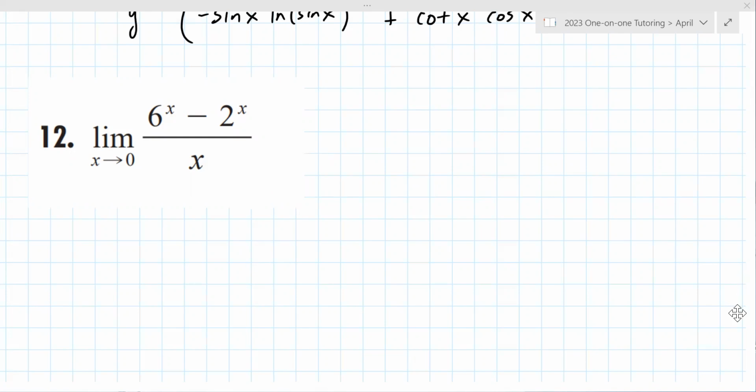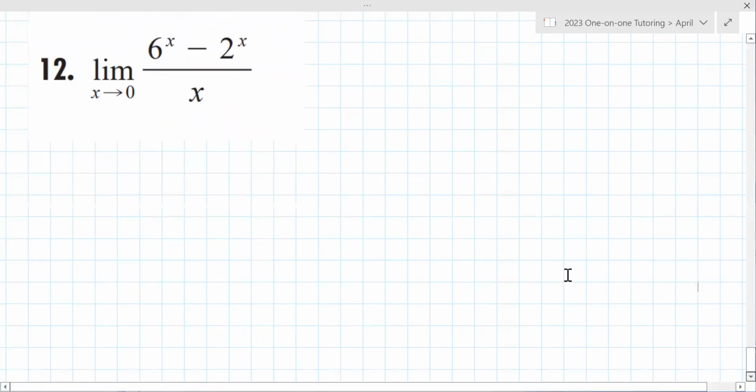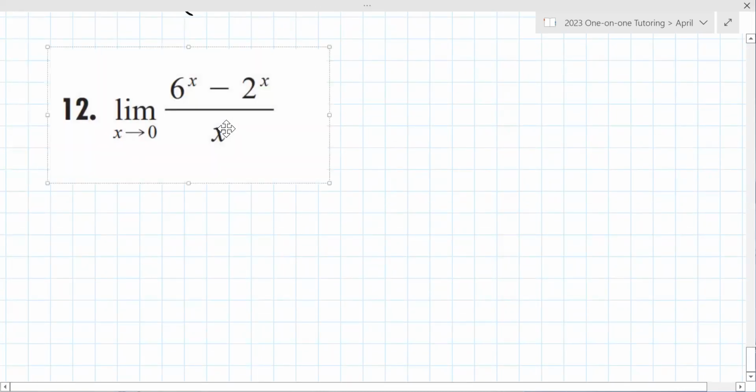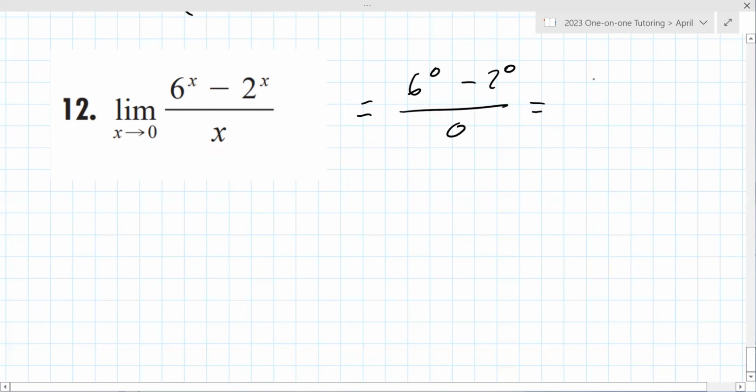So let's take a look at question 12 here. This one appears to be stuff from earlier in the course, and it kind of is, kind of isn't. You always try putting the number in. You should plan on it not working. 6 to the 0 is 1, 2 to the 0 is 1. This is 0 over 0. This is called indeterminate form.